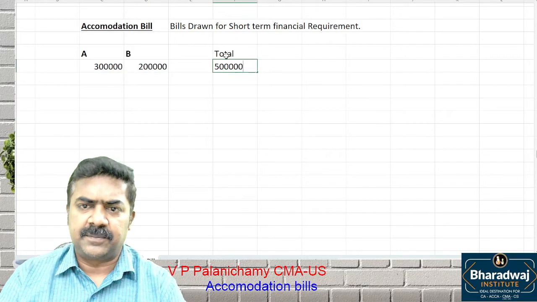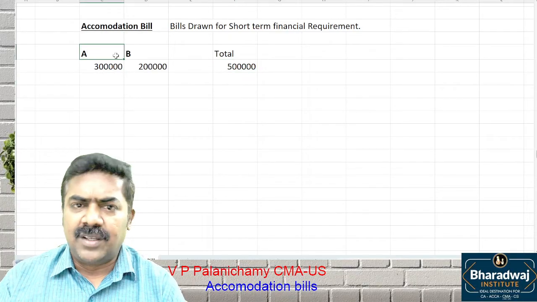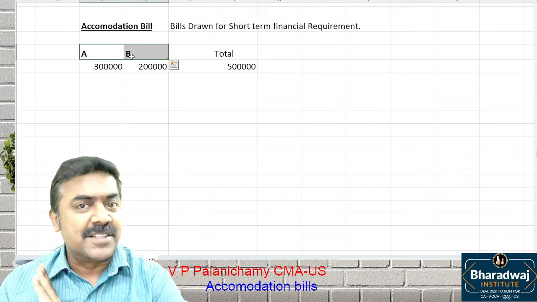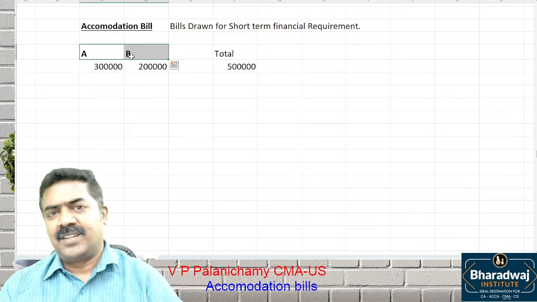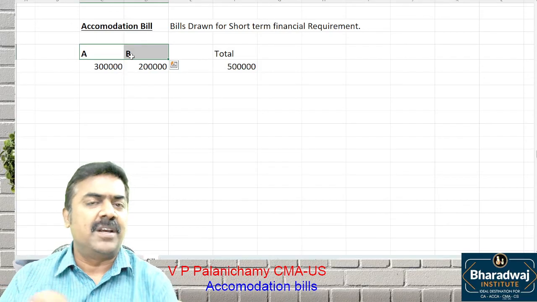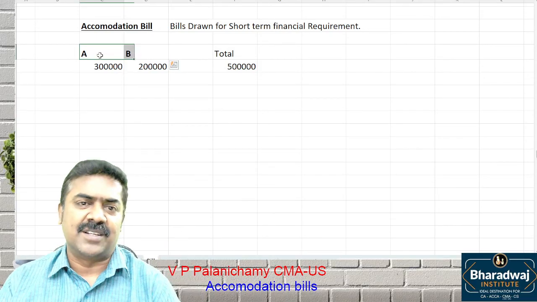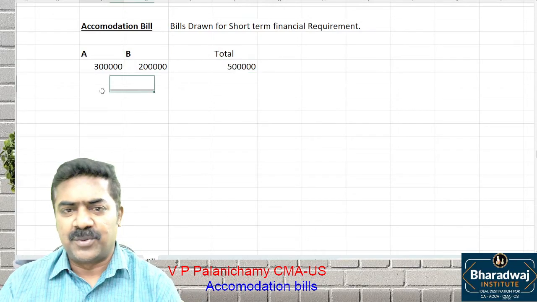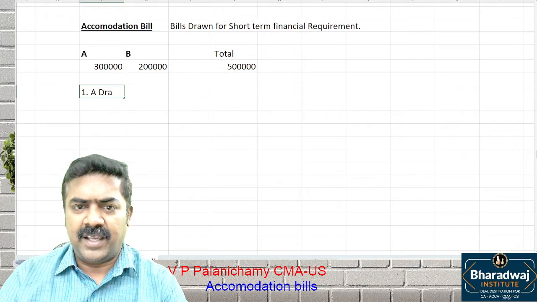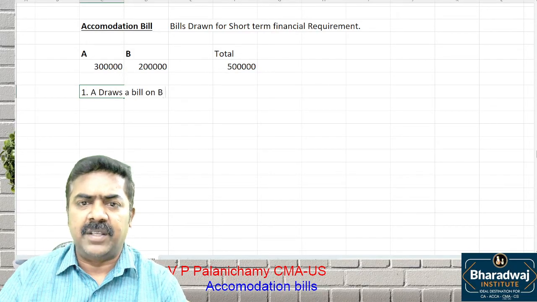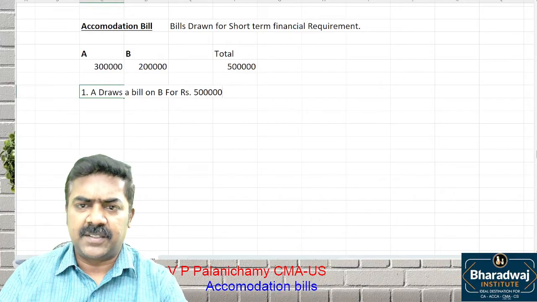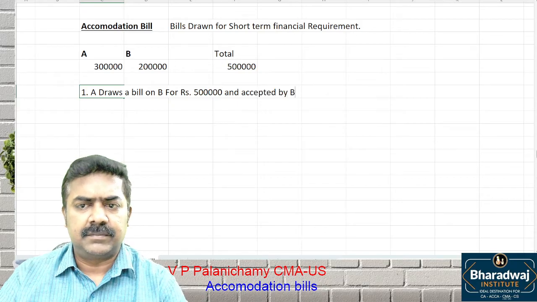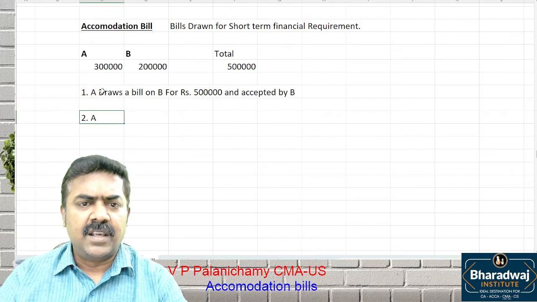What is the total financial requirement? 5 lakhs. Now you will draw a bill on me. A will draw a bill on B. Please remember, it is not for purchase and sale of goods. Previously, you did not purchase goods from me or sell goods to me. This is the first transaction. So let us assume the first step is A draws a bill on B for rupees 5 lakhs and it is accepted by B. Then the second step is A will discount the bill.